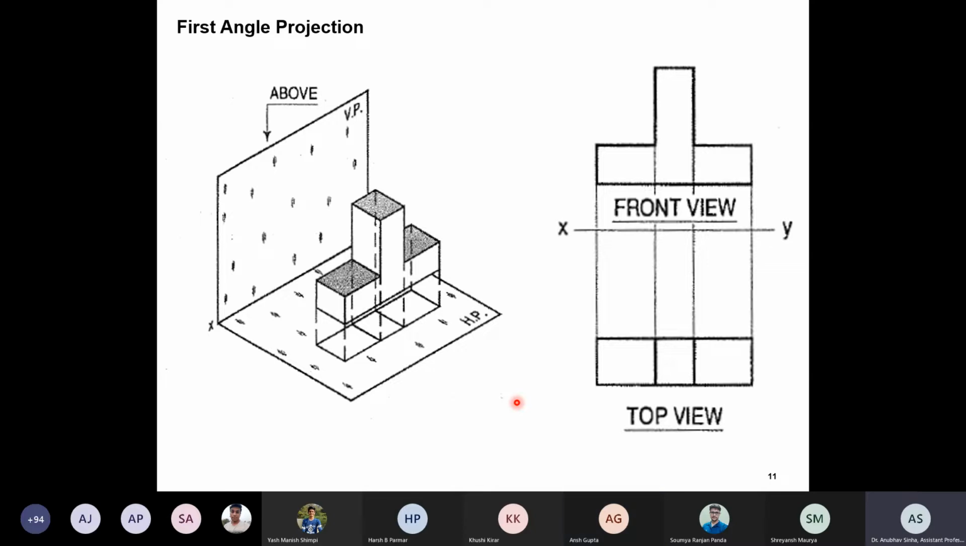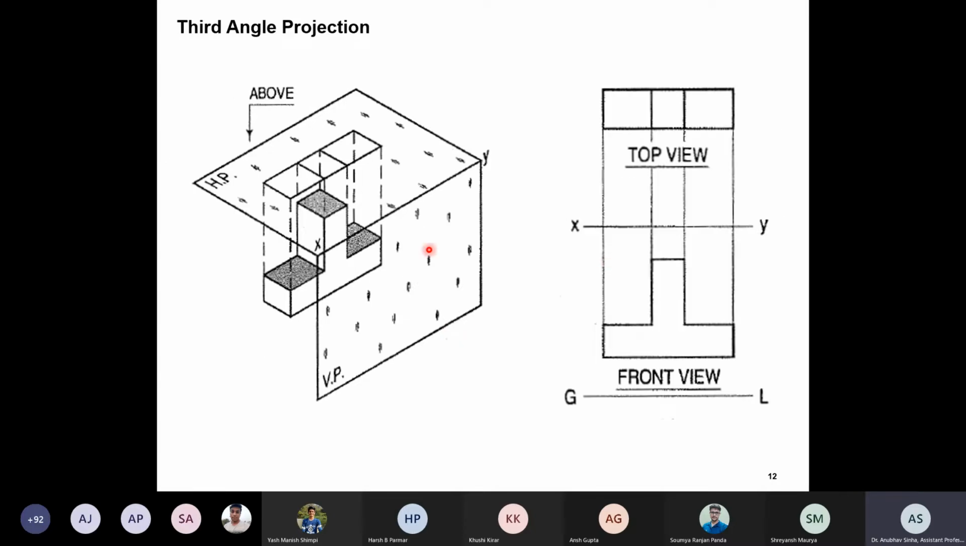Yes, sir. Fine. So these are the most important topics what we are discussing. If you people are clear with this, then other subsequent discussion will be very smooth. So let us move on. So this was first angle projection, where the object is lying in the first quadrant. Okay, now if the object is lying on the third quadrant, this is how it will look.